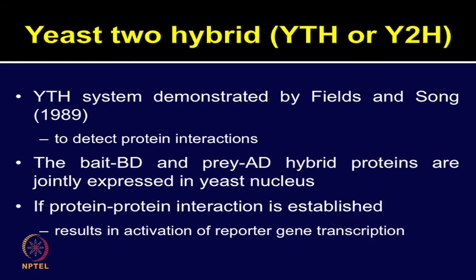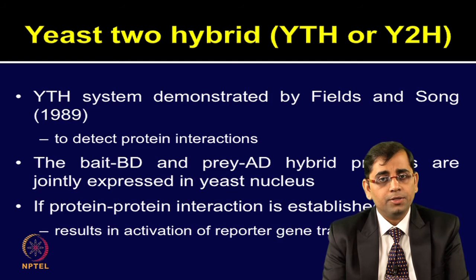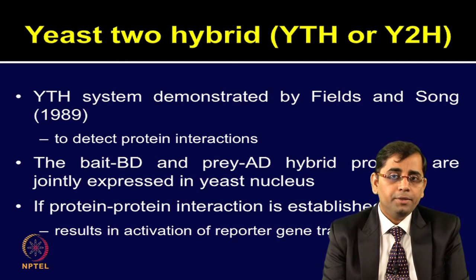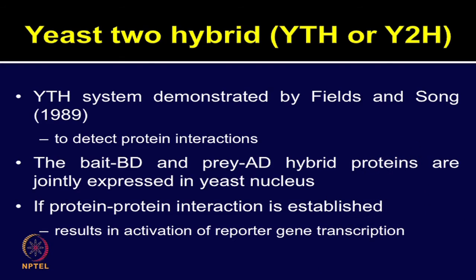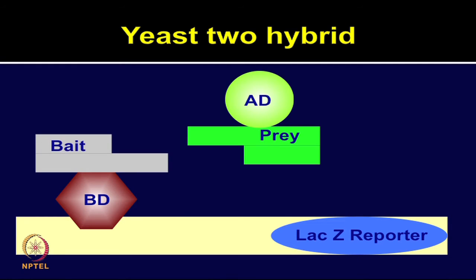In general, the yeast two-hybrid system uses a bait binding domain and a prey activation domain. These hybrid proteins are jointly expressed in the yeast nucleus. If protein interaction is established between the bait and the prey, which are coupled with BD and AD domains, then transcription will occur.